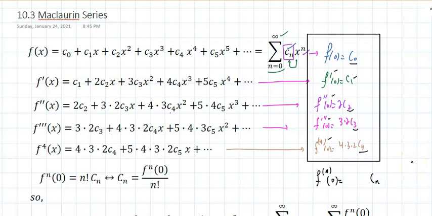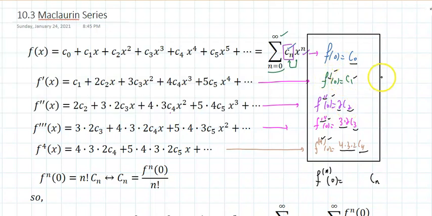Now, I look at this, and I notice that if this is the fourth derivative, this is 4 times 3 times 2, which is 4 factorial. If this is the third derivative, 3 times 2 is 3 factorial. Second derivative, 2 times 1 is 2 factorial.